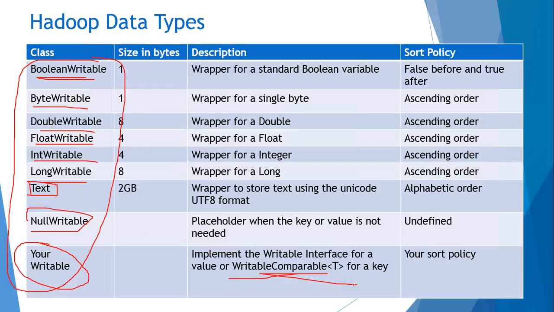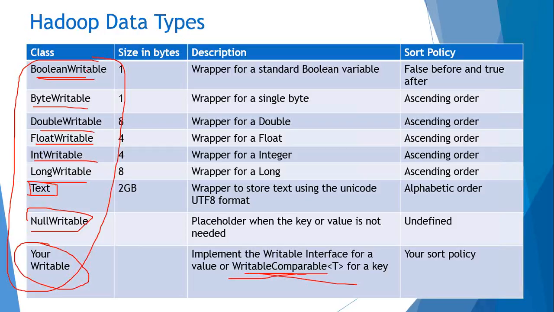So, can anyone tell me the reason why the keys need to be comparable? However, the values are not required to be comparable? Because for sorting and shuffling, we need the keys to be compared, right? Yes. So your keys have to not only be writable, but they have to be writable comparable. So your keys need to implement WritableComparable, and your values have to be Writable.